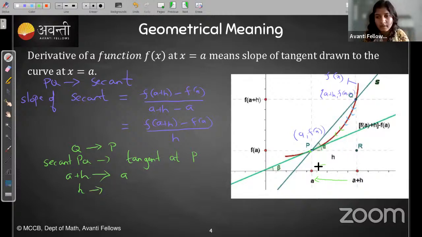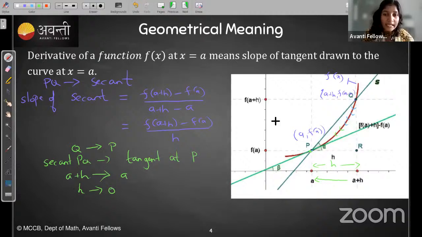This is the H value. This distance is nothing but H. It becomes 0. As A plus H is moving towards A, H will tend to 0. So is it clear to you all? Any doubt in this? Well, if it is clear to you all, then now we'll go to the next part.